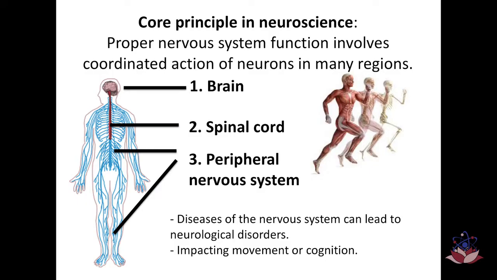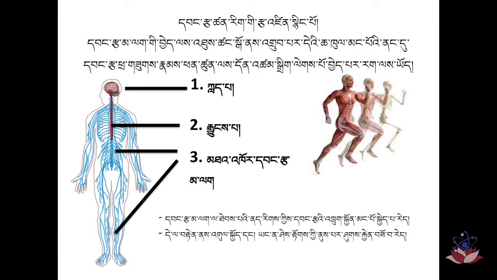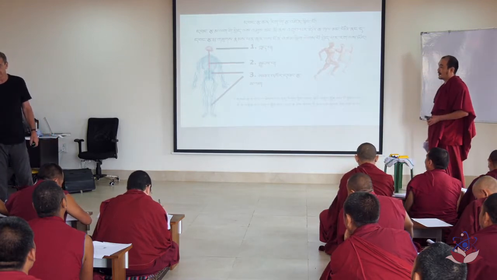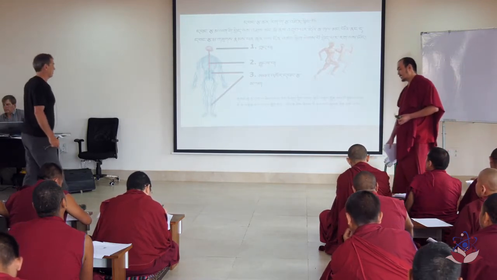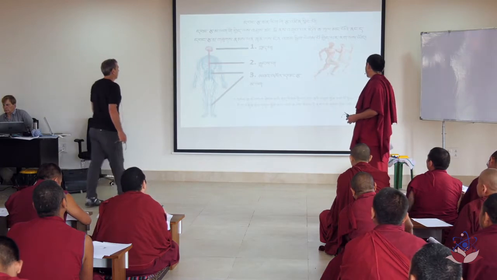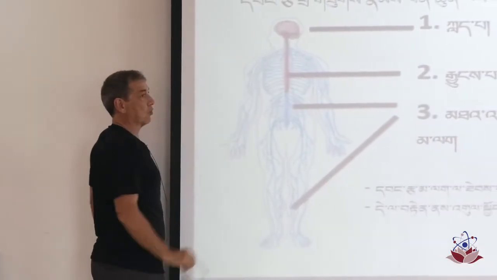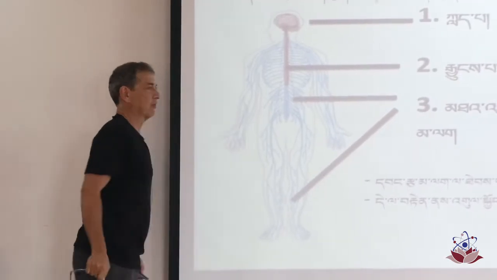Altogether, these help you, all of your actions require the brain, the spinal cord, and the peripheral nervous system. And there are many diseases of the nervous system that can affect the brain or the spinal cord or the peripheral nervous system.